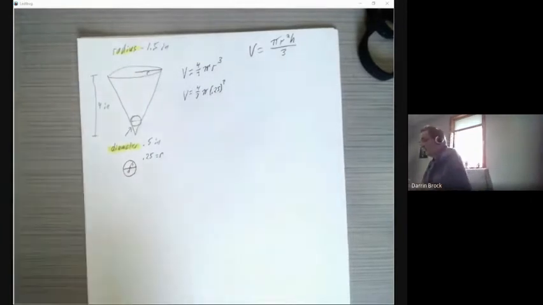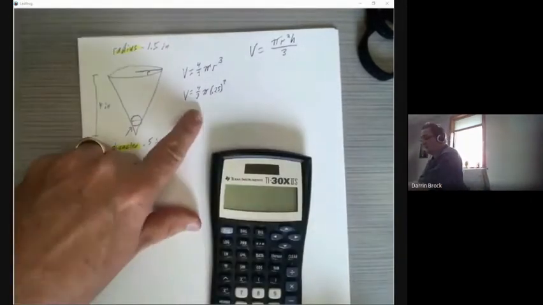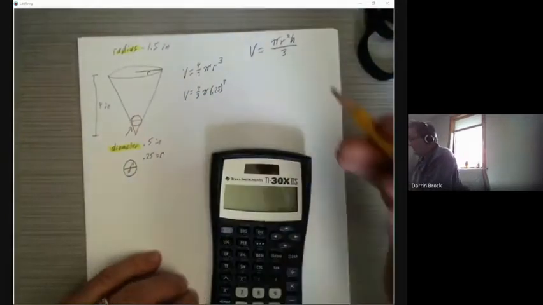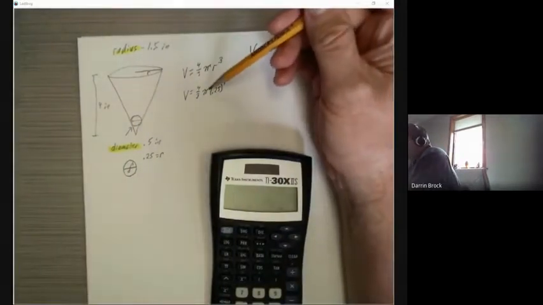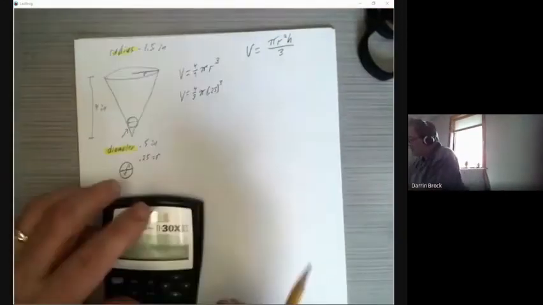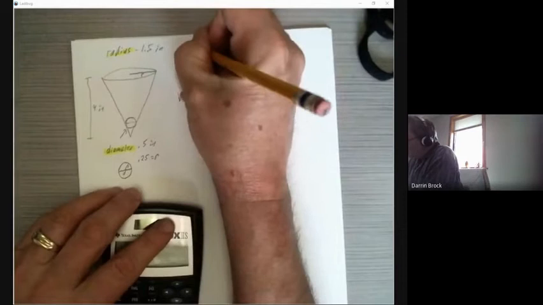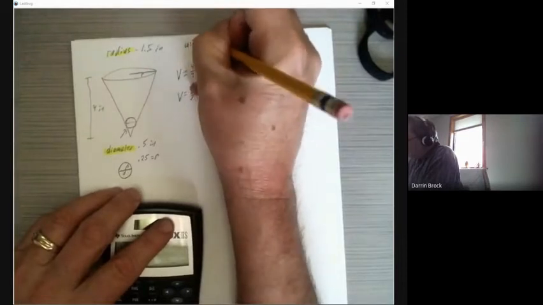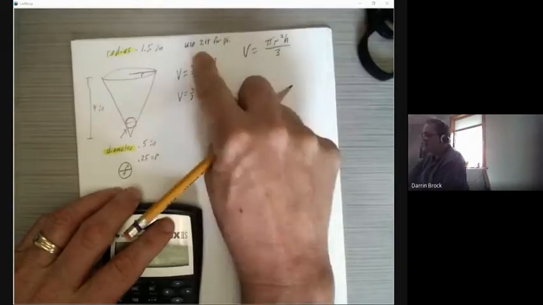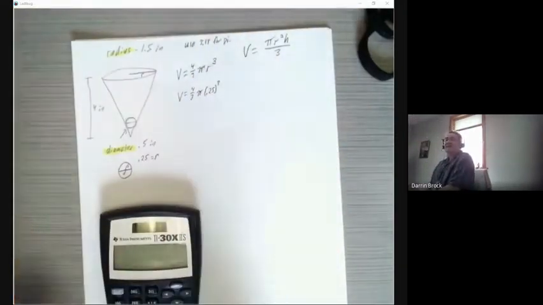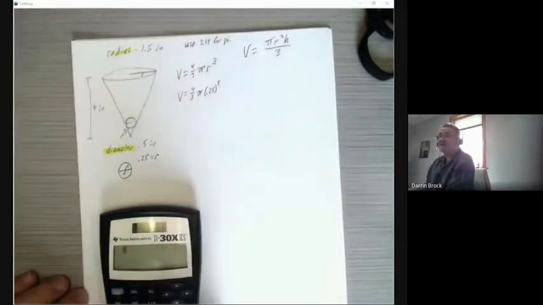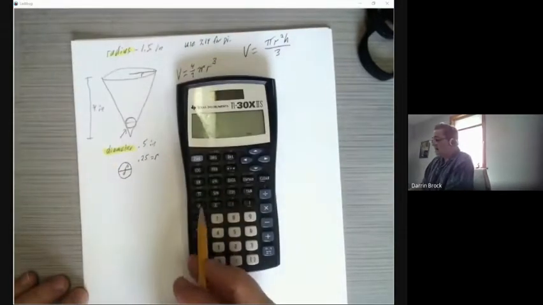Well, now we're ready for our calculator because we've done everything we can do there. On these calculations, sometimes Buzz will tell you to use 3.14 for pi. Sometimes it'll say that. In that case, we'll use 3.14 instead of pi. If it does not say that, use the pi button on your calculator.